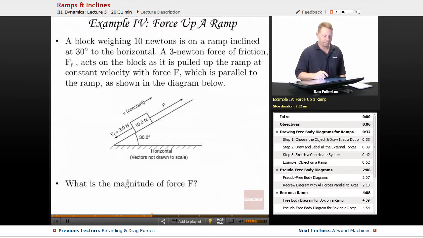All right. Force up a ramp. A block weighing 10 newtons is on a ramp inclined at 30 degrees to the horizontal. A 3 Newton force of friction, FF, acts on the block as it is pulled up the ramp at constant velocity. Ooh, always important to know constant velocity. Net force must be 0, acceleration is 0, with some force F, parallel to the ramp. Find the magnitude of force F. Well, let's start with our free body diagram.